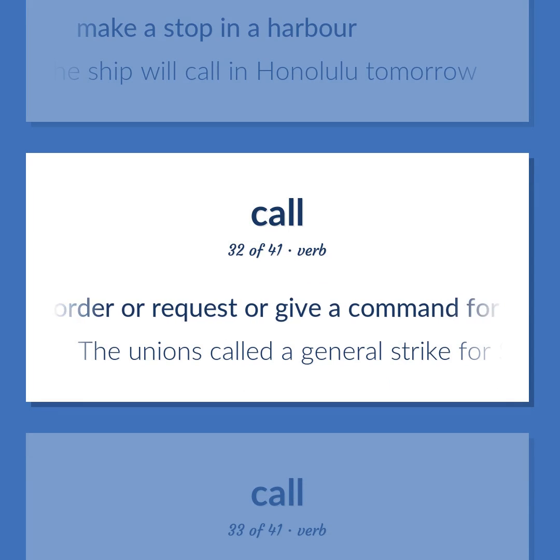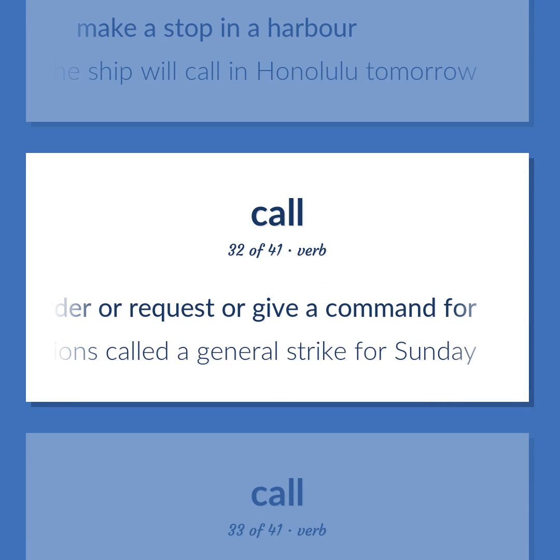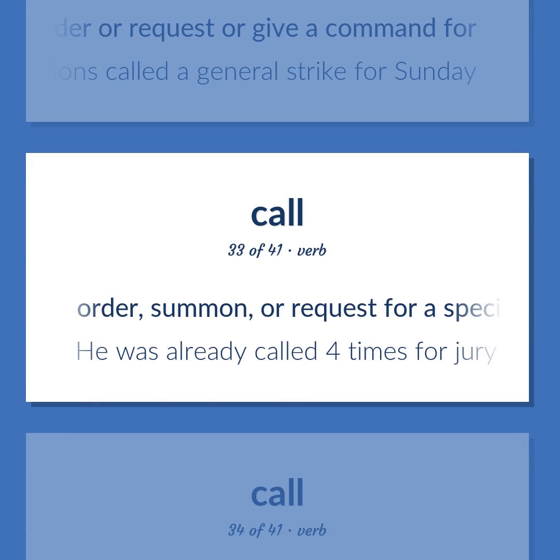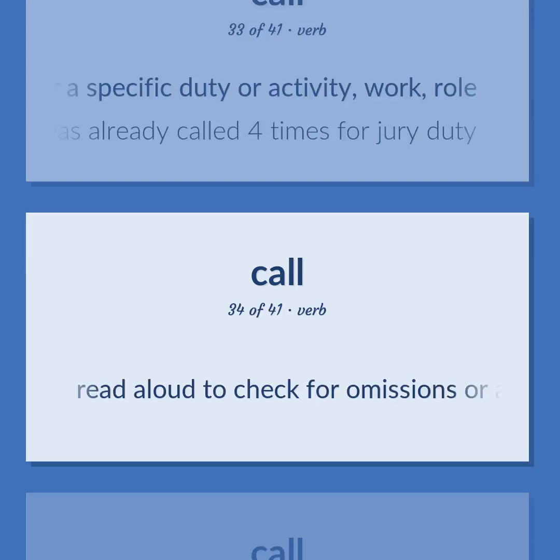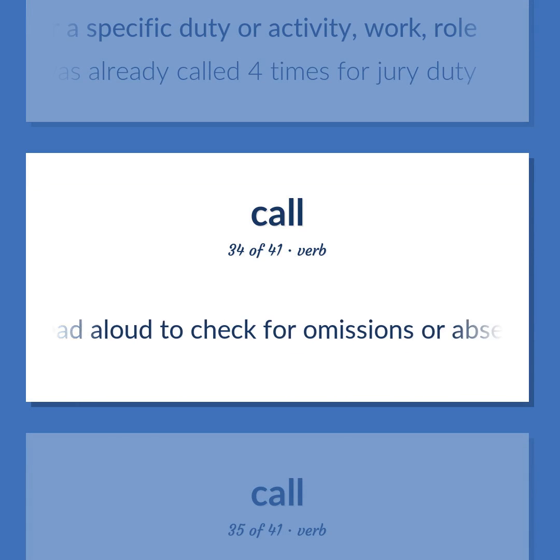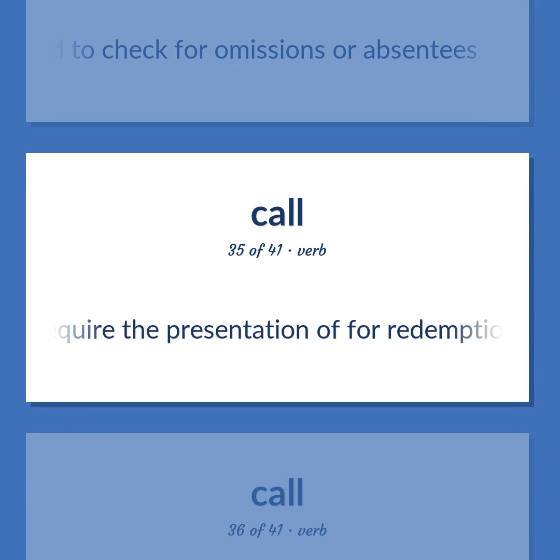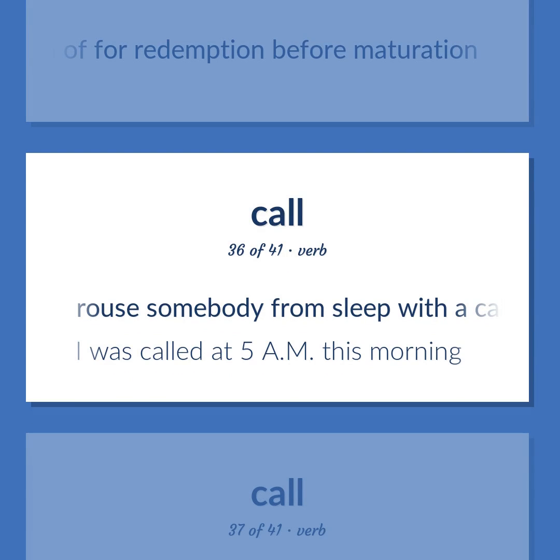Order or request or give a command for. The unions called a general strike for Sunday. Order, summon, or request for a specific duty or activity, work, role. He was already called 4 times for jury duty. Read aloud to check for omissions or absentees. Require the presentation of for redemption before maturation. Rouse somebody from sleep with a call. I was called at 5 a.m. this morning.